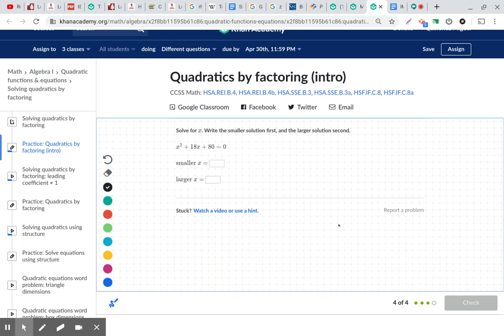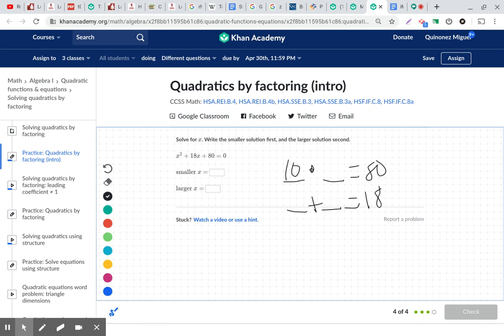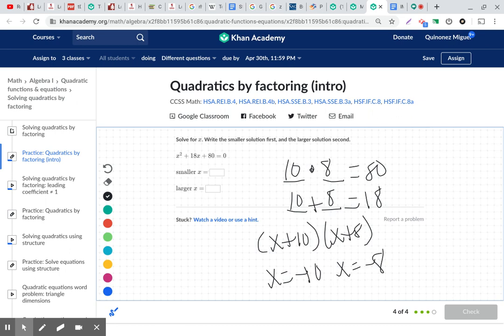Let's see. Something times something is 80. And then something plus the same one is 18. So that's going to be 10 and 8. So it's going to be x plus 10, x plus 8. So that means x equals negative 10 and x equals negative 8. So the smaller one is negative 10, and then the larger one's negative 8.